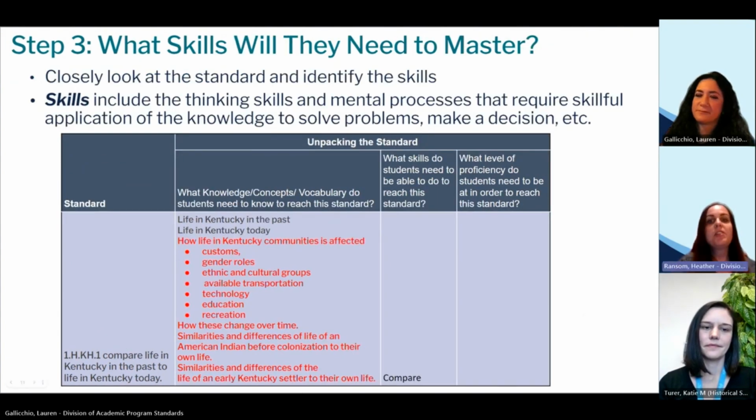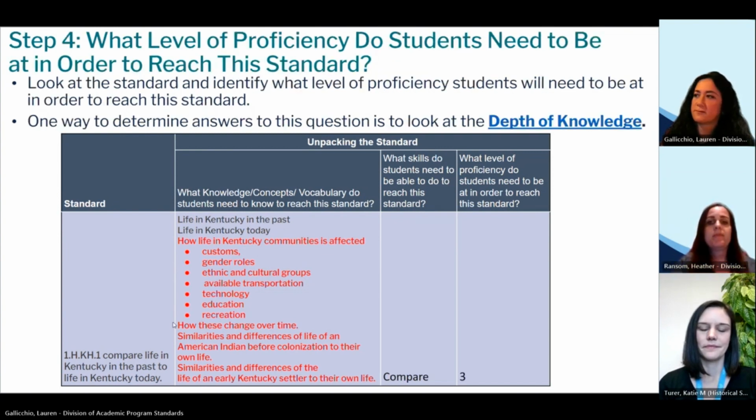And so next, it asks what skills students need to be able to reach the standard. So you can see there the verb is compare. So the skills students really need here is to be able to compare. So not only do they need to be able to identify those components that are listed in the knowledge, but they need to go a little step further and they need to be able to compare the two things. And so the level of proficiency that compare would be a 3. So this is going to be a DOK 3 for grade 1 students to be able to truly make that comparison between the different areas of the content.